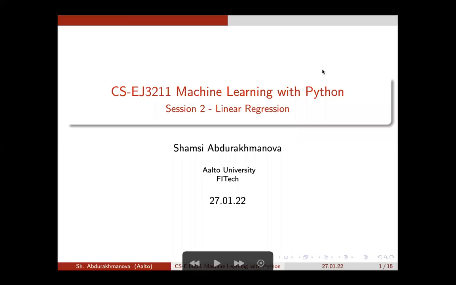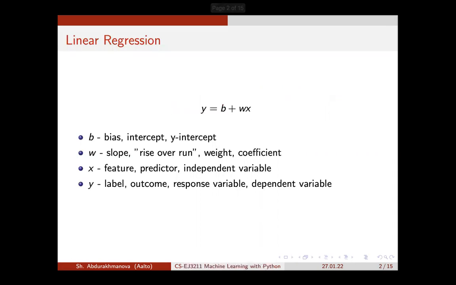Okay, yes, already. So today we're going to discuss round 2, linear regression. And although I'm pretty sure that the majority of people are familiar with linear functions or regressions, let's do some brief recap. So linear functions are the functions of the form y equals b plus wx.